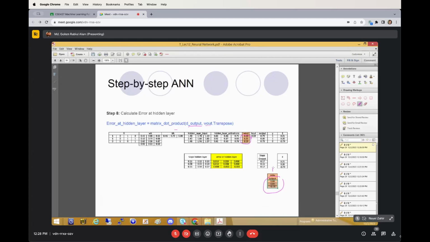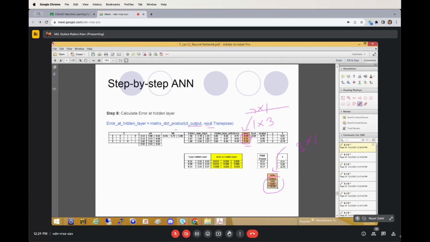Okay, and the dimension of this vector is 3 times 1 also. Now if we want to multiply this, we can see that it's not possible. So what can we do? We have to transpose one. That's why here is W out transpose, meaning it is transposed. If it is transposed, then we will get 1 by 3. Okay, so now it is possible to multiply.